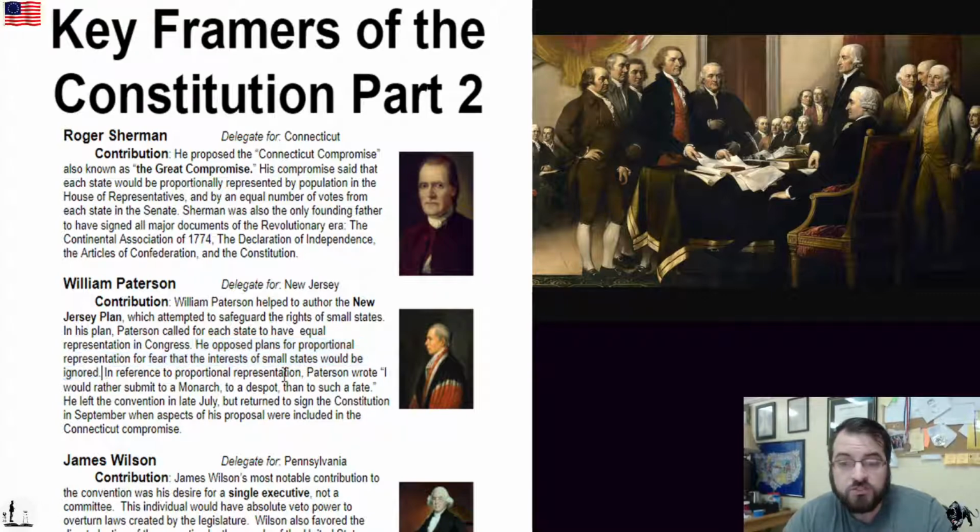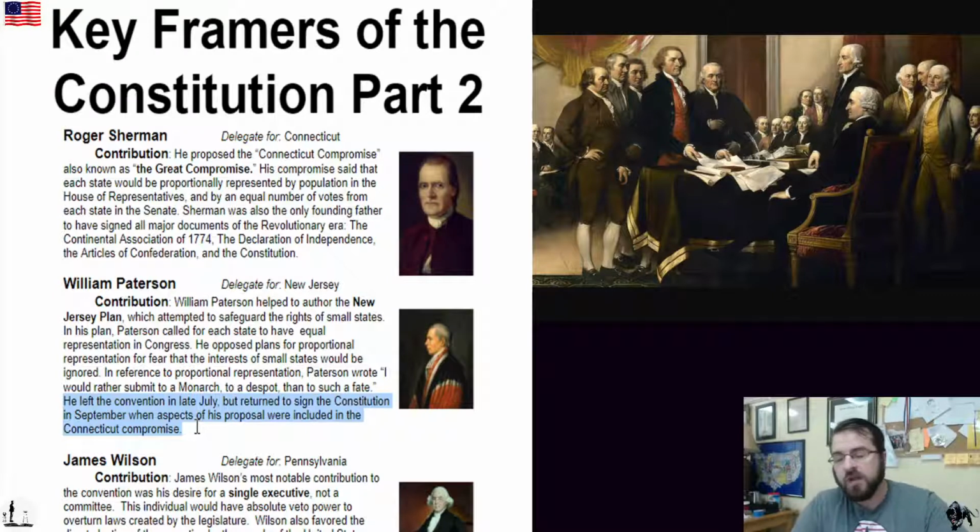In reference to proportional representation, Paterson wrote, "I would rather submit to a monarch, to a king, to a despot, than to such a fate." He actually left the convention in late July, but returned to sign the Constitution in September when aspects of his proposal were included in the Connecticut Compromise.